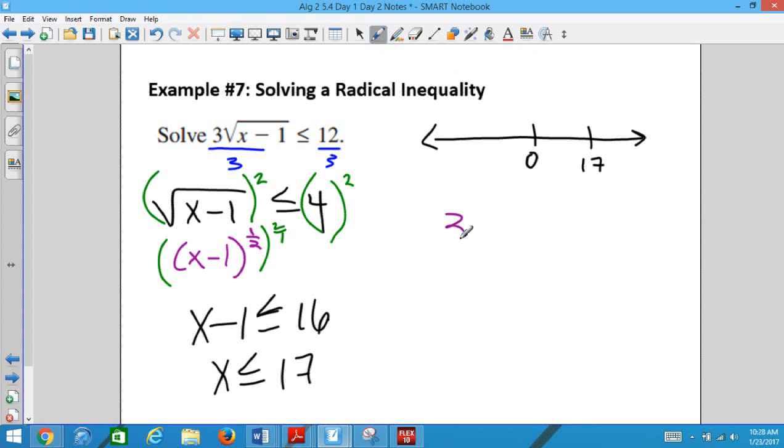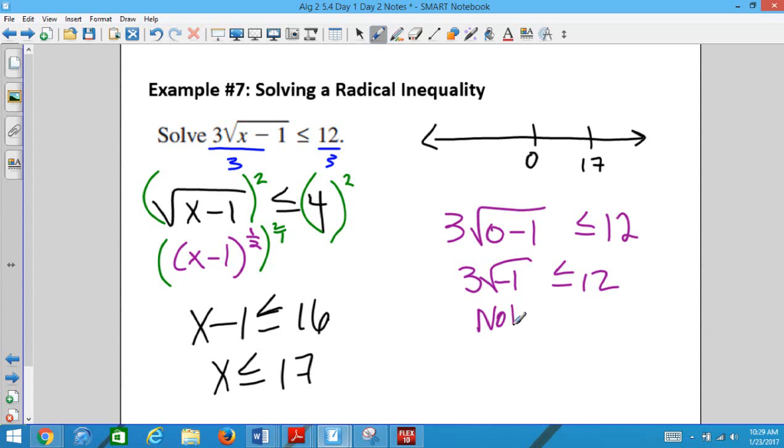3 square root of 0 minus 1 less than or equal to 12. So 3 times the square root of negative 1 is less than or equal to 12. What happens if you take the square root of a negative number? This is not real. This is not a real answer. This is an imaginary number.